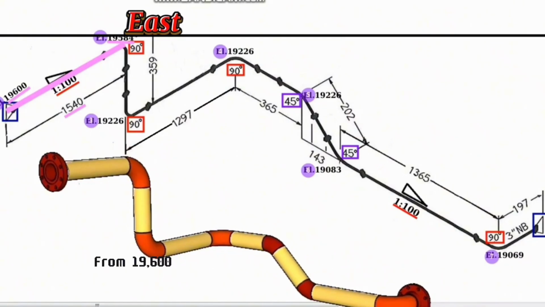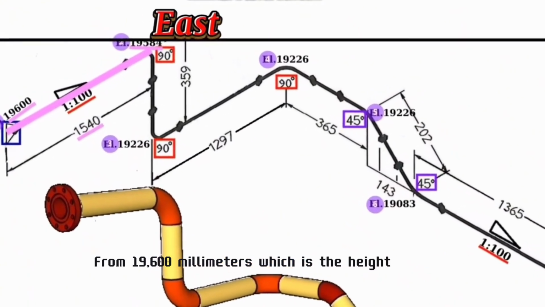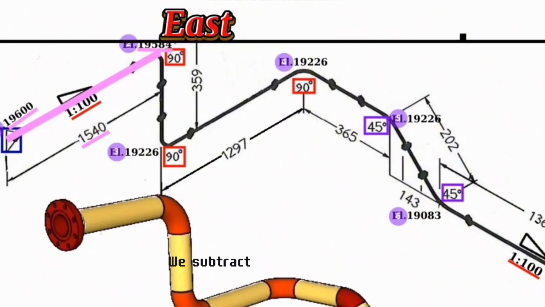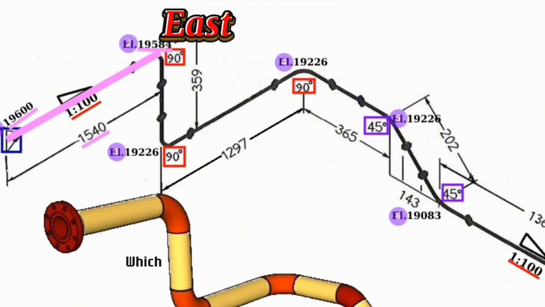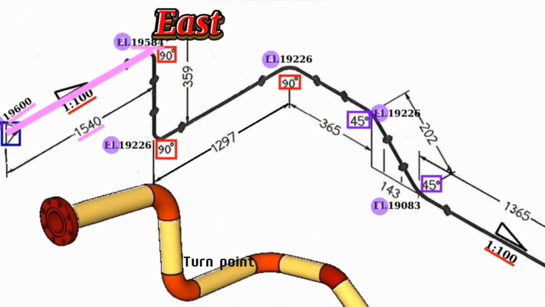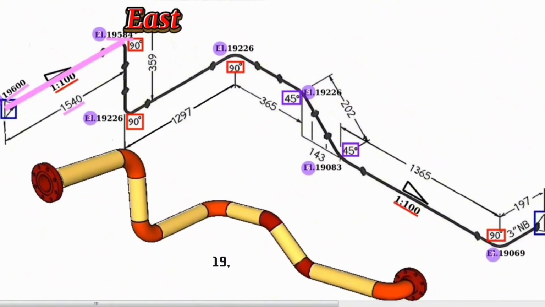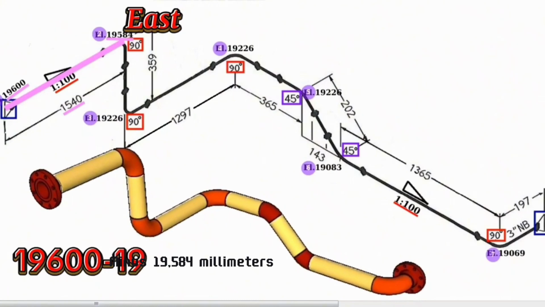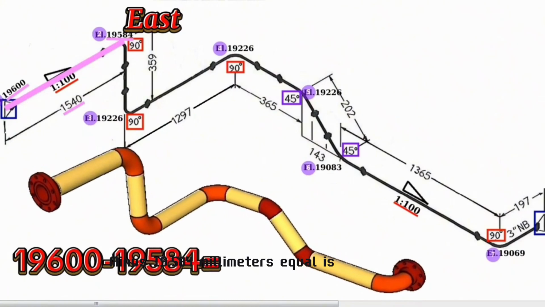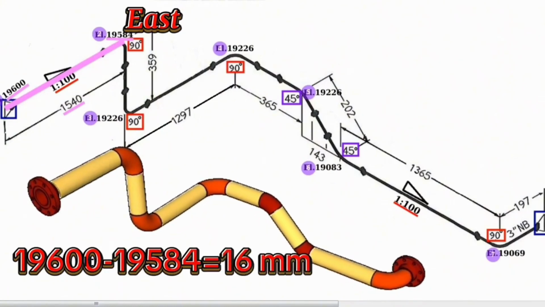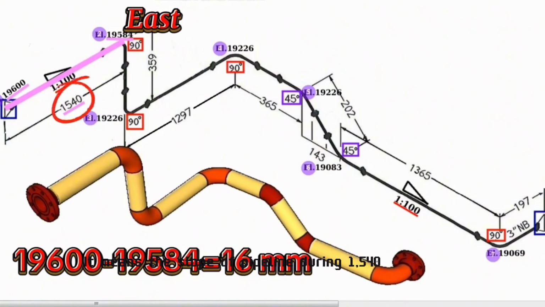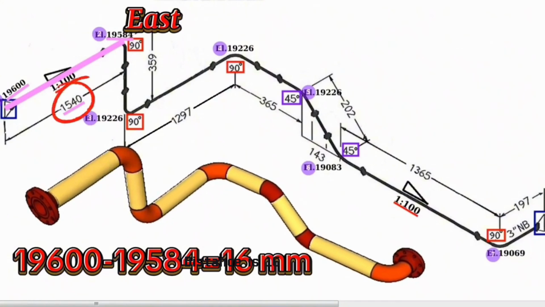From 19,600 mm, which is the height level of the starting point of the pipeline, we subtract 19,584 mm, which is the height level of the downward turn point of the pipeline. 19,600 mm minus 19,584 mm equals 16 mm. It means the slope of the pipeline over the 1,540 mm distance is 16 mm.